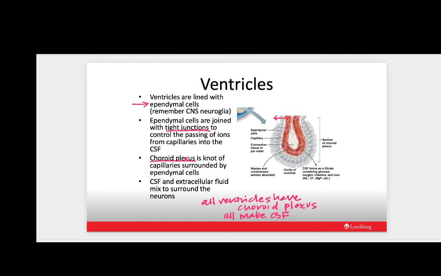And what we see is we have the choroid plexus that comes down, this little knot of capillaries, and it's surrounded by the ependymal cells. Okay, and so that way we are able to control flow. So what we have is basically a filtrate that's going to travel from the capillary and it's going to become cerebrospinal fluid. So cerebrospinal fluid forms as a filtrate from the capillary bed, traveling through those ependymal cells into the ventricles.